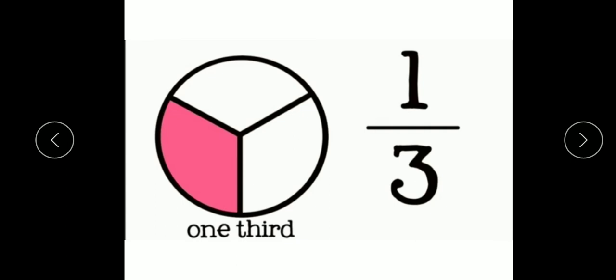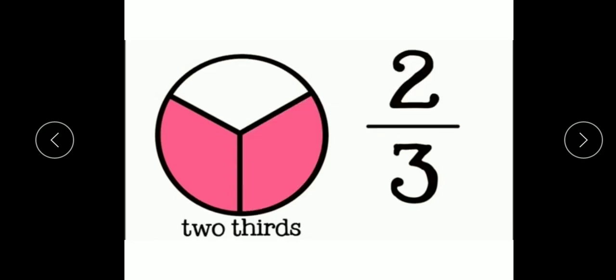Right? Now see this example. In this circle, total parts are 3 and the shaded part is 1. So the fraction becomes 1 by 3. In the same way, in this picture, total parts are 3 and the shaded parts are 2. So the fraction becomes 2 by 3.